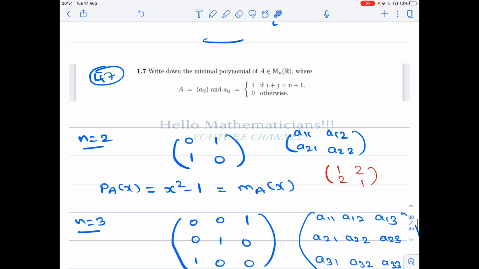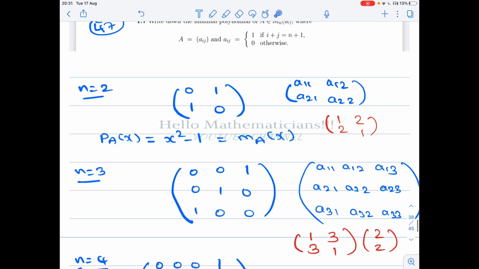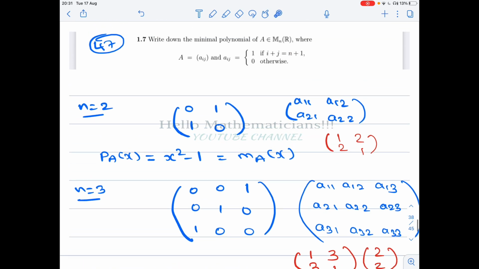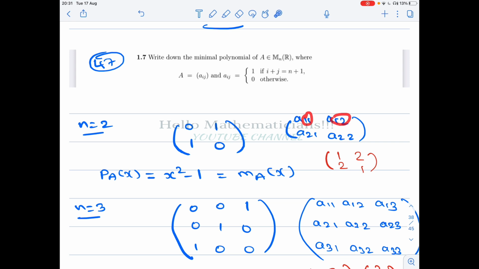Very important problem. Write down the minimal polynomial of an n by n matrix, whose ijth entry is given by 1 if the sum of the indices is n plus 1, 0 otherwise. So let's do case by case. If n equal to 2, note that this is 1 1, 1 2, 2 1, 2 2. We want the sum of the indices to be 3, that is 2 plus 1. So these are the only two entries. There we have 1, otherwise it is 0.